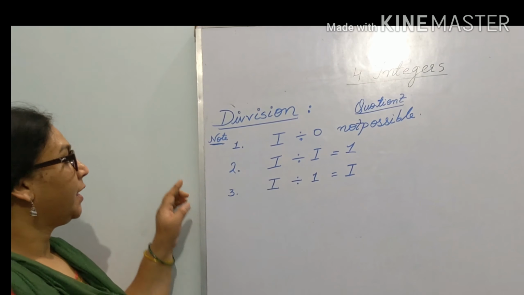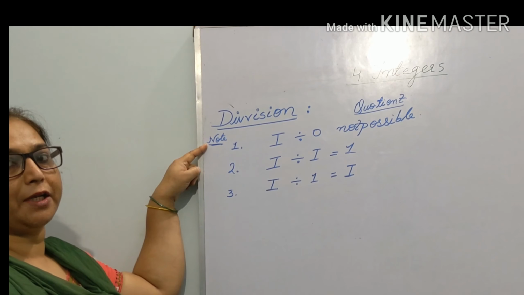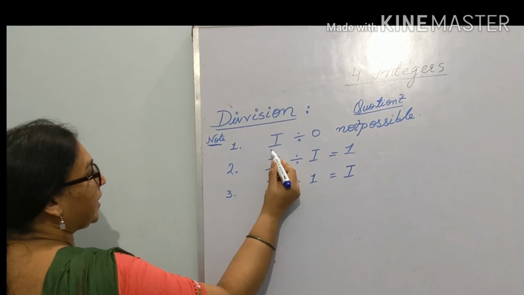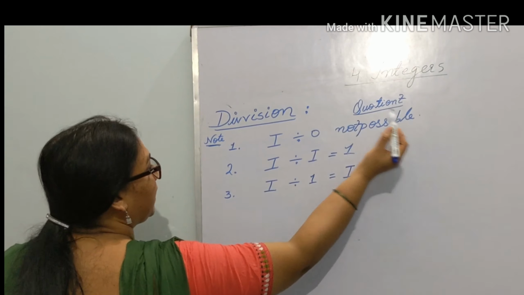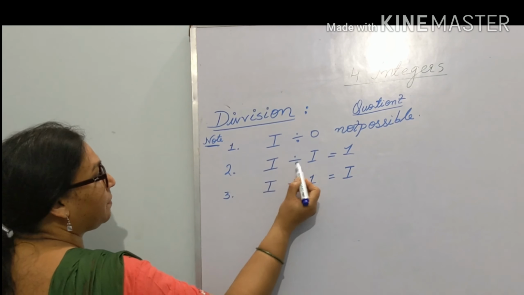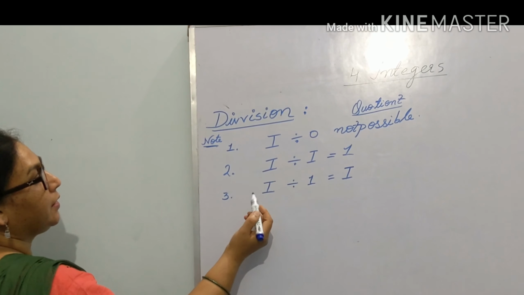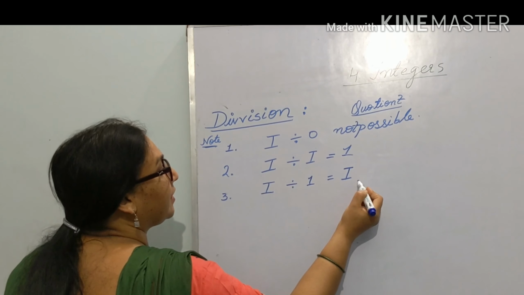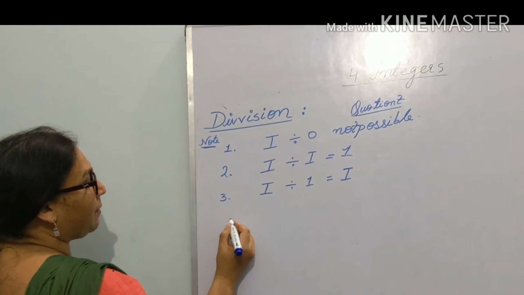Before I proceed, let me give you 3 points which you should always keep in your mind while doing division. First point, any integer divided by 0 is not possible or meaningless. Second point, integer divided by itself is always 1. Third point, integer divided by 1, the quotient is the integer itself or the number itself. Let me explain with example.